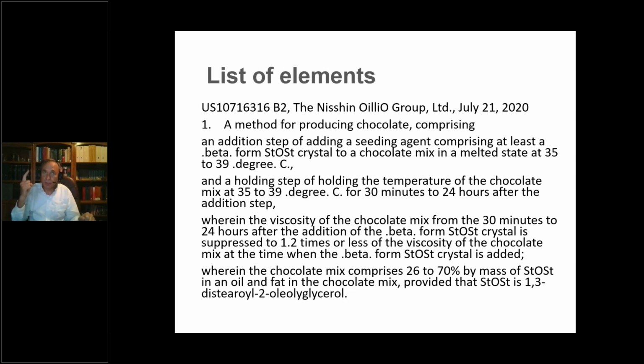And so first of all, the first element is an addition step of adding a seeding agent. The second element is a holding step of holding the temperature of the chocolate. The third element is a viscosity parameter, so that the viscosity of the mixture hits a certain range. And then the fourth element is a composition. It's an element where the chocolate mix contains a certain amount of a triglyceride, 1,3-distearoyl-2-oleoyl-glycerol, in the mixture. So here we have those 4 elements, and they limit the method for producing chocolate.